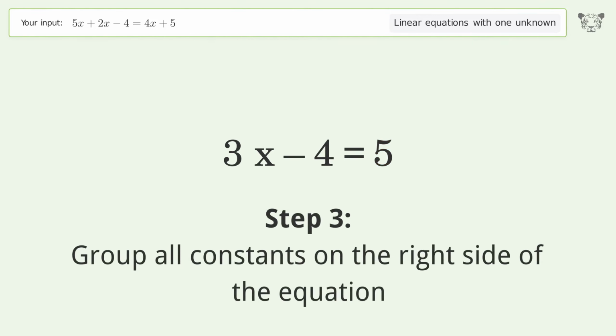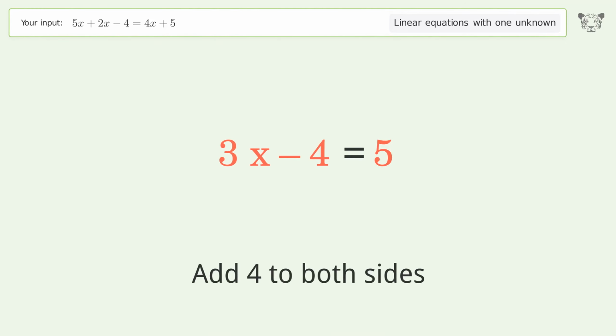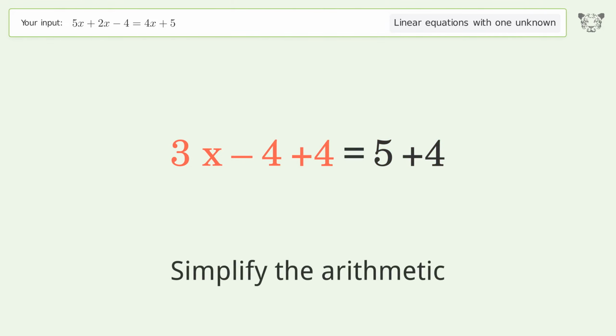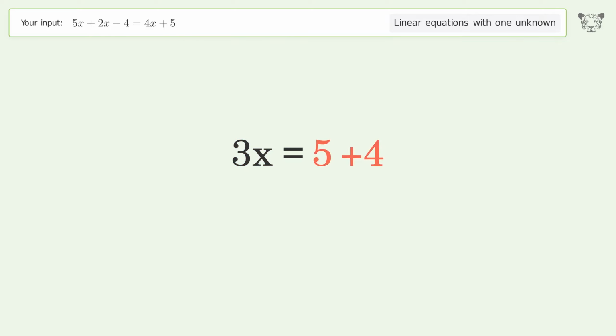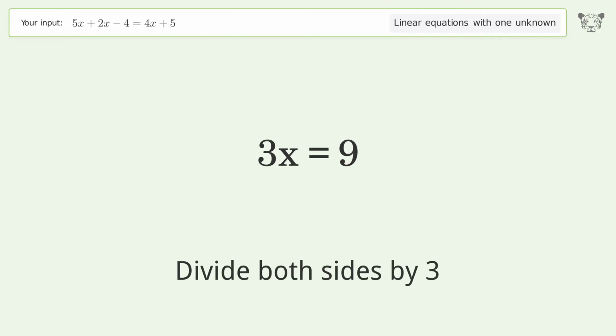Group all constants on the right side of the equation. Add 4 to both sides. Simplify the arithmetic. Isolate the x. Divide both sides by 3.